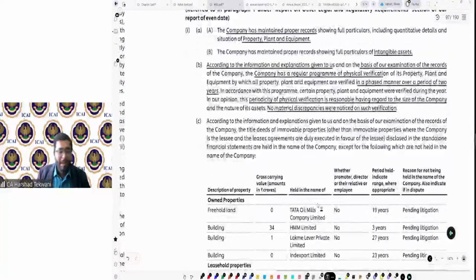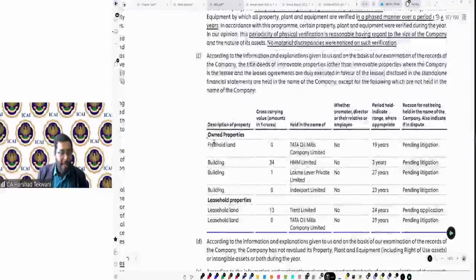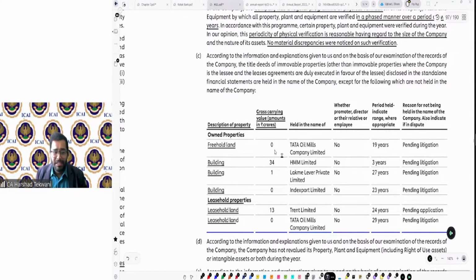Now third, with respect to title deeds. Whether title deeds are in the name of the company, if not, then provide the details. So see here, the type and description of the property: freehold land, building, leasehold properties, leasehold land. Gross amount as per the financials. This is the gross amount held in the name of whether it's some other company or a director or anyone else, whether promoter, director, or their relative. No. So these are the company, not the promoter, director, or relative.